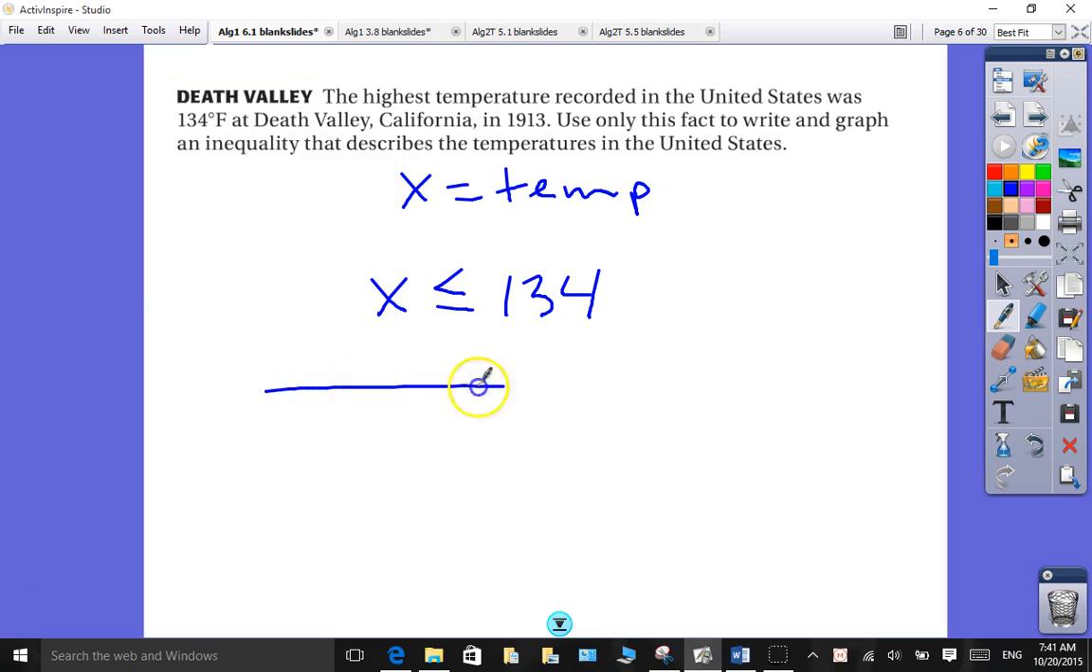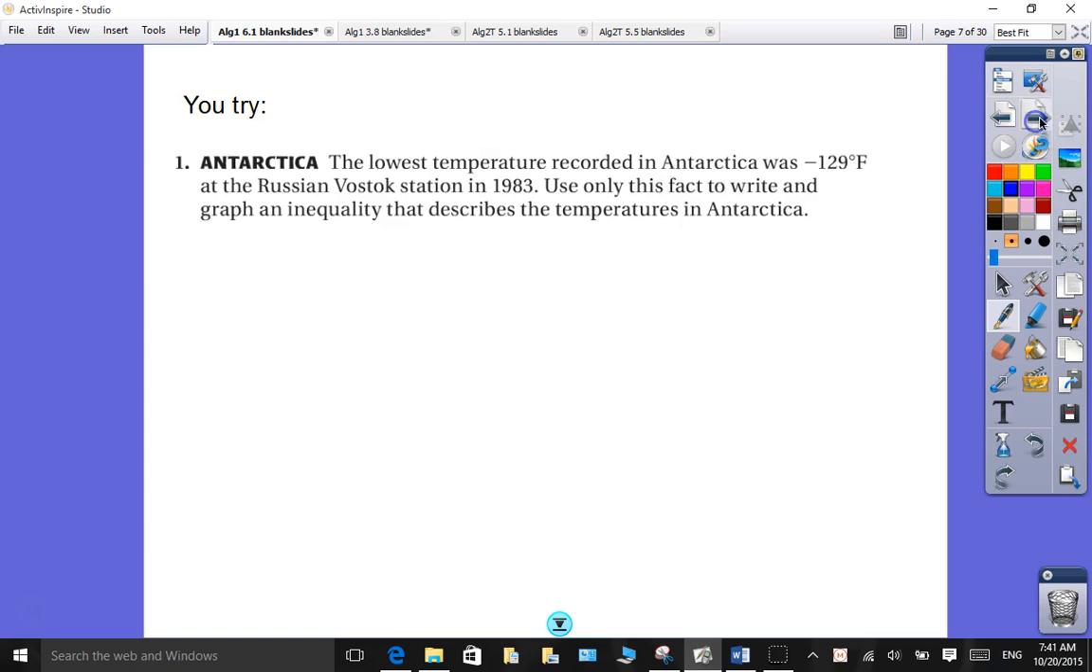And if I graph it, because it always says to graph it, then all I really need to show is this number, 134. Should I use open or closed circle? Closed, because it includes or equal to, right? And then I can shade it to the left. Do you understand the shading to the left? Right. Like I said, that's the part that we'll make the most mistakes on. So you go ahead and try to do this one, which is the opposite.